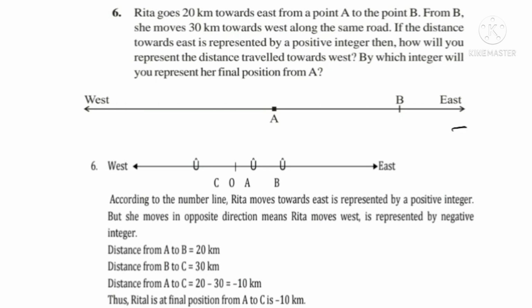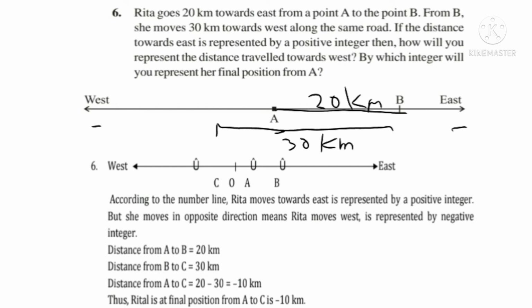Okay, this is east and this is west. These are the points A and B. So Rita goes 20 km towards east. So this is 20 kilometers towards east. Okay, now from B she moves 30 km towards west along the same road. So this is 30 km along the same road. Now if the distance towards east is represented by a positive integer, then how will you represent the distance traveled towards west? So we will represent it by a negative number.